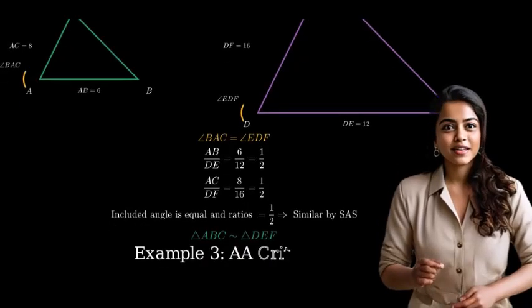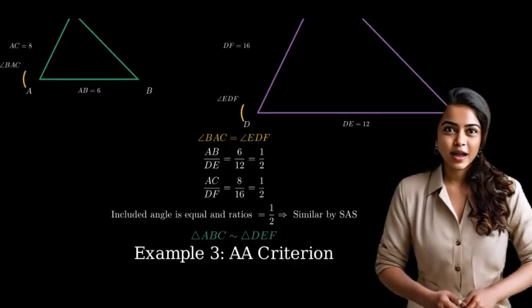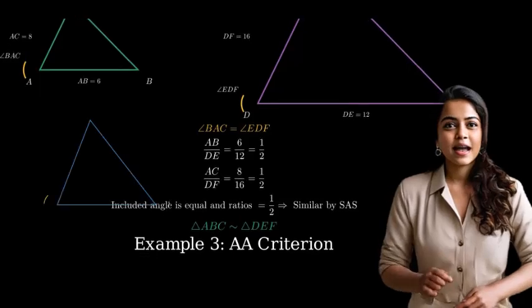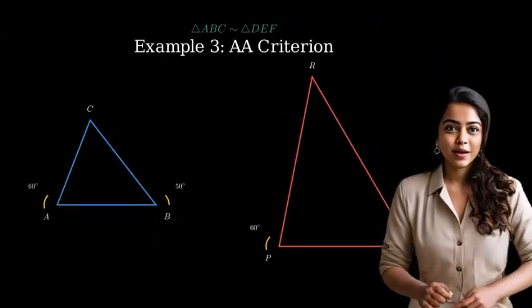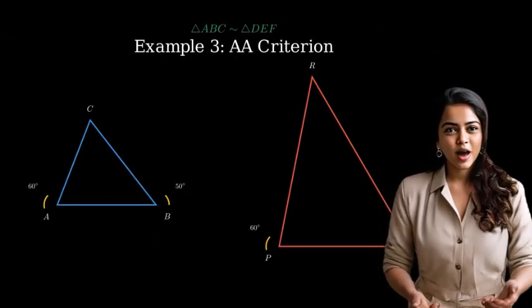The AA criterion is particularly useful because we only need two angles to be equal. In these triangles, let's check if two corresponding angles are equal.